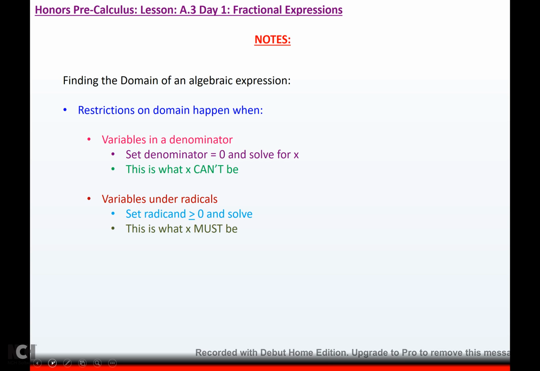Alright, it says finding the domain of an algebraic expression. Well, we've been doing this since the beginning of the year. Nothing is going to change. You get restrictions on domain when you have variables in the denominator or variables under radicals. Same thing. To get your no-nos for denominators, set your denominator cannot equal 0 and solve for x. That's what x can't be. Variables under radicals, set the radicand greater than or equal to 0. This is what x must be.